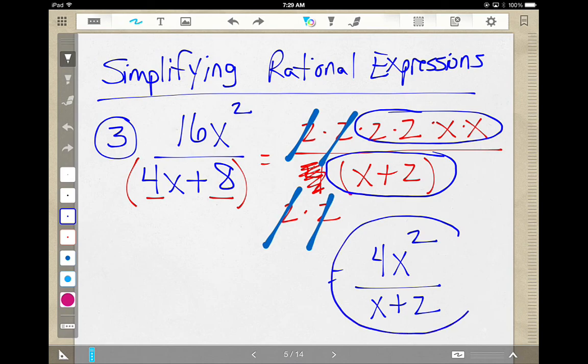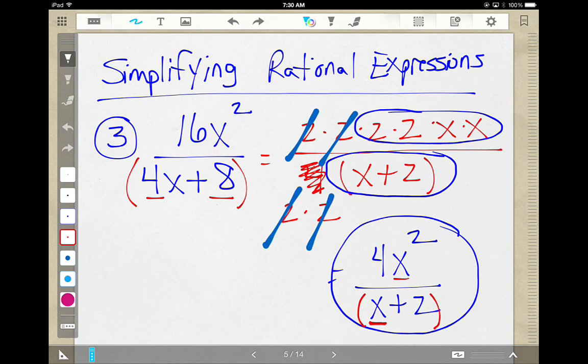And that is the final simplified expression. Again, you're going to be tempted to say, well, there's an x up here and an x down here. Yes, there is. But we cannot eliminate them because this x in the denominator is being grouped with a 2 using this plus sign. So if you see a plus or a minus, you cannot eliminate because that's a group.